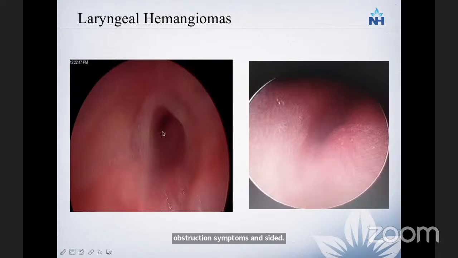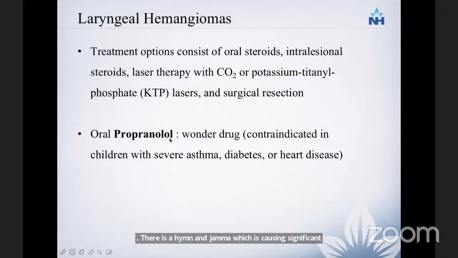So as you see, this is the subglottic area. There is a hemangioma which is causing significant airway obstruction, which results in stridor. So treatment options for hemangiomas consist of oral steroid or intralesional steroid. Laser therapy is also recommended. And lastly, if these things don't work, surgical resection can be done.